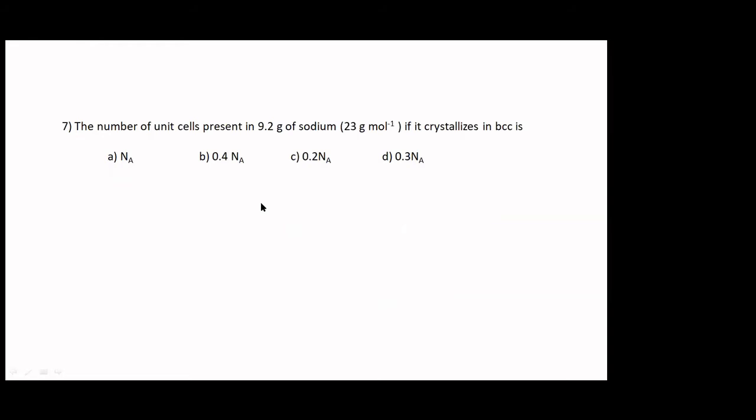The number of unit cells present in 9.2 gram of sodium, if it crystallizes in BCC, is. Okay. So first of all, find the number of moles of sodium. n of sodium should be equal to 9.2 divided by 23. That is the atomic mass. So 9.2 divided by 23 will be 0.4. So you have got basically 0.4 moles of NaCl formula units.